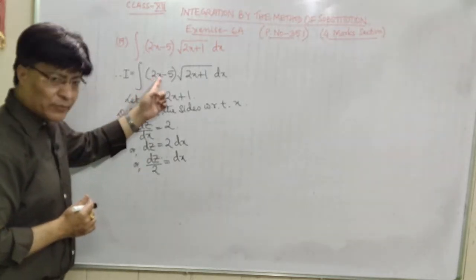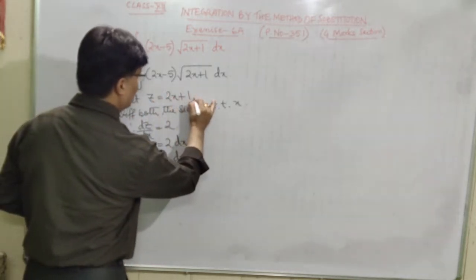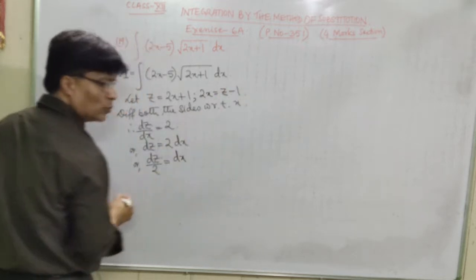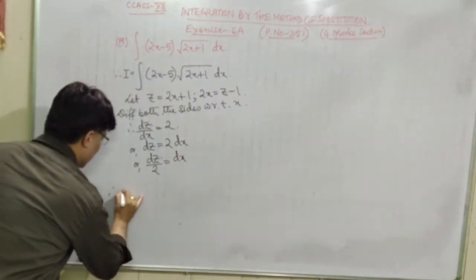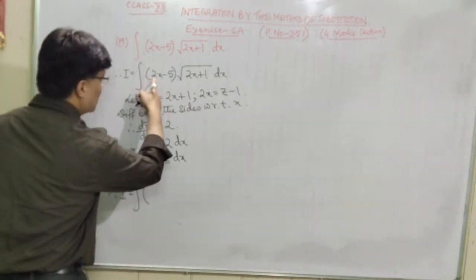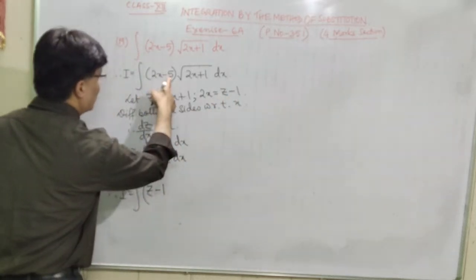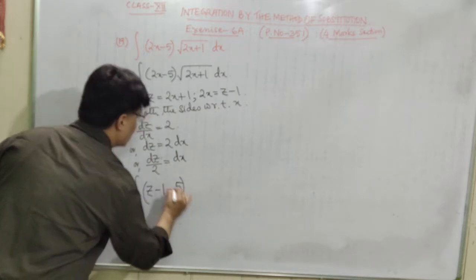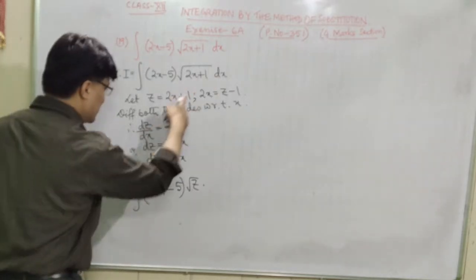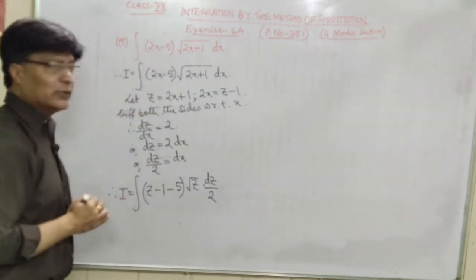Again there is 2x here. You have to express this 2x in terms of z. So from here you can get the value for 2x. What is the value for 2x from here? It is z minus 1. So what does I become now? Therefore I is equal to the integration of, within bracket, instead of 2x we put z minus 1, then minus 5, then root over z, into dx, which is dz by 2.